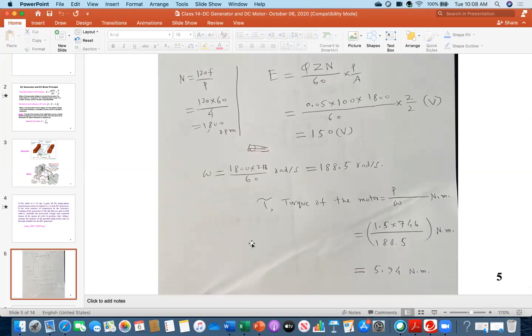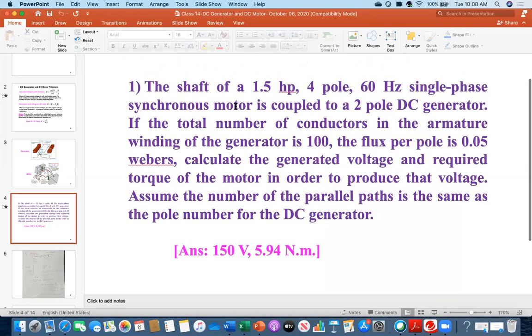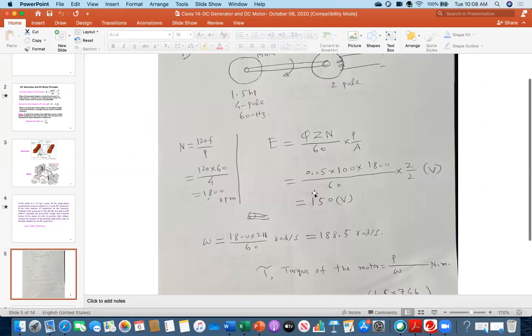Everybody, are you getting me? Yes, you converted the horsepower right there for the 1.5. Yes, right. So you see in the statement at the very first line, shaft of a 1.5 horsepower, 4-pole, 60 hertz single phase synchronous motor. This means all three parameters are for the motor. So therefore 1.5, this is horsepower, you have to convert into watt. And then by using 4-pole and 60 hertz, you have to calculate the speed in RPM, and then convert into radian per second. That I am doing here.